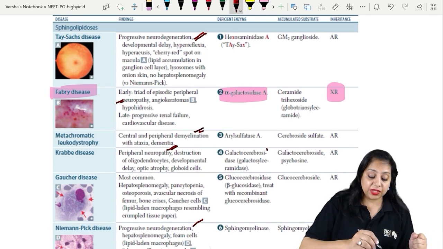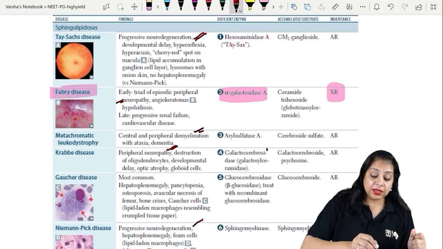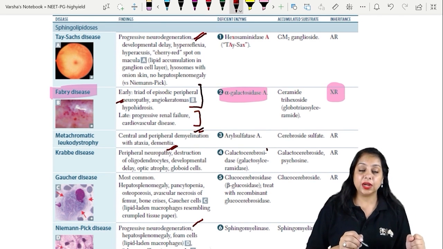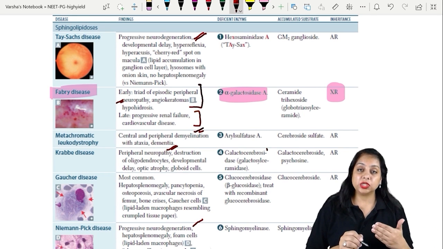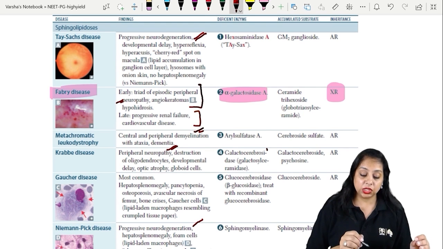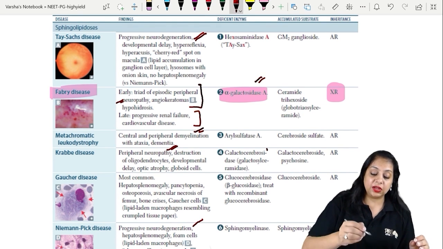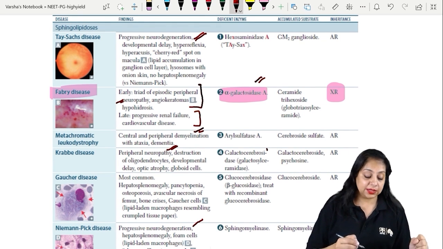In Fabry's disorder, what you will find is divided into two phases. In the early stages, it is a triad of peripheral neuropathy with angiokeratomas and hypohidrosis, whereas in the later stage the patient is facing acute renal failure and cardiac issues. The enzyme deficient is alpha galactosidase enzyme, right?